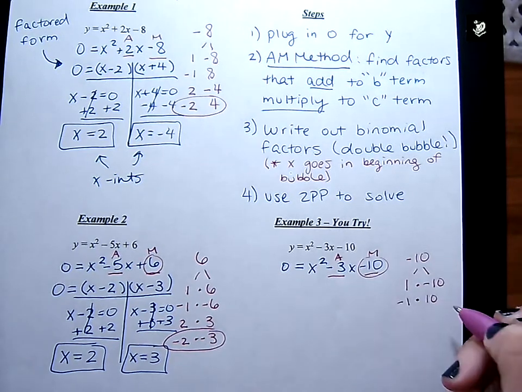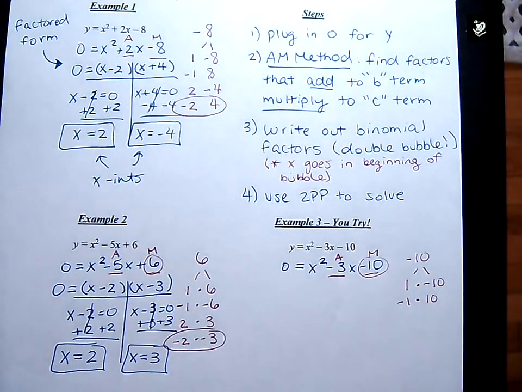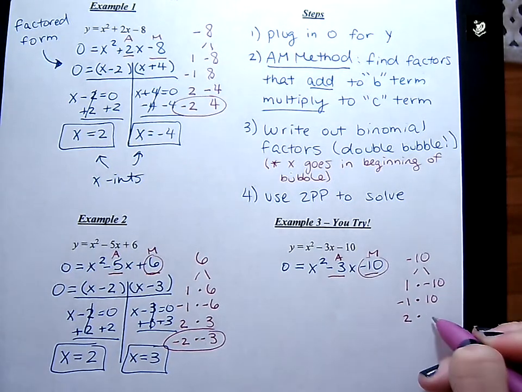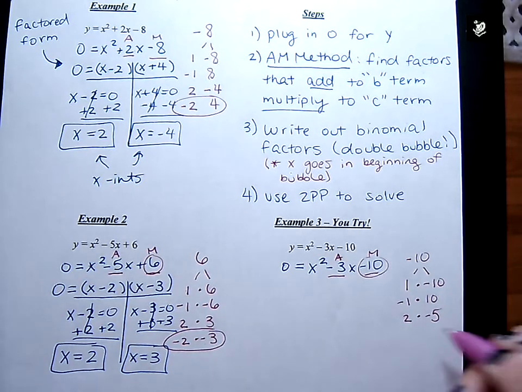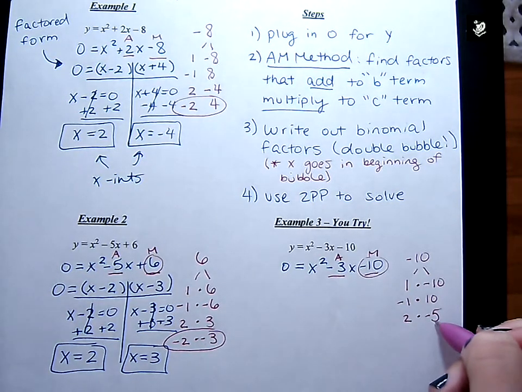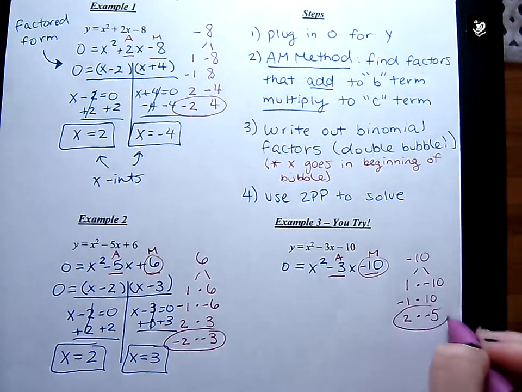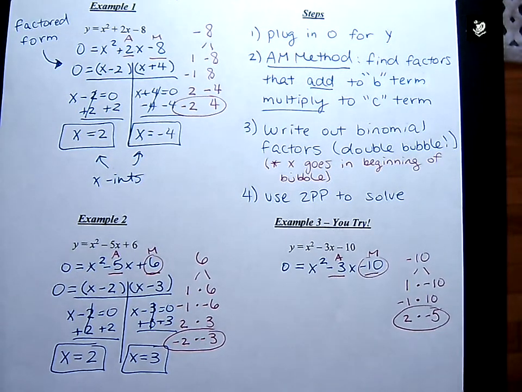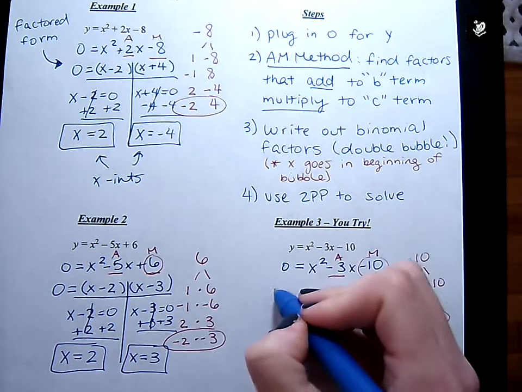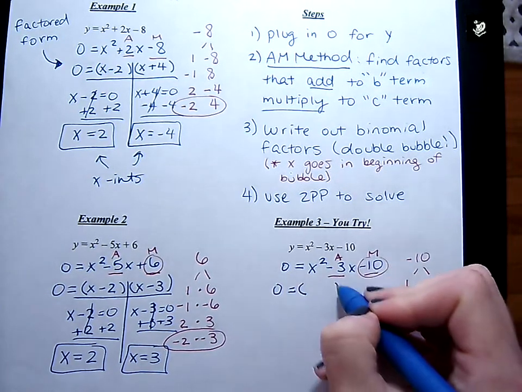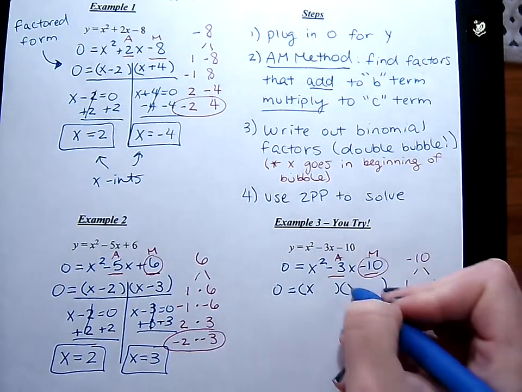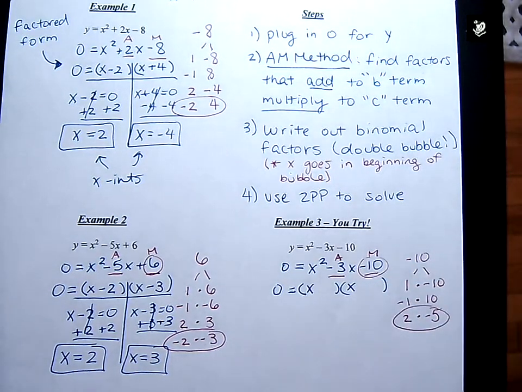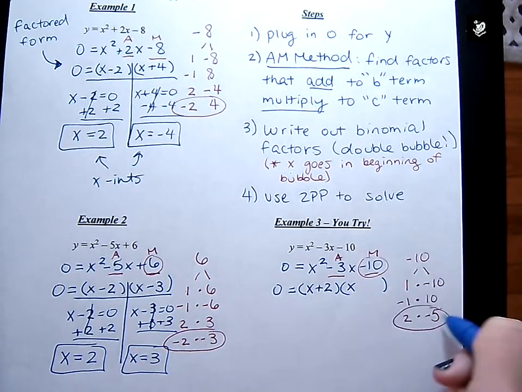-1 and a +10 still doesn't work. Then you moved on to 2 and -5, because they give you a -10. And 2 plus -5 gives you -3. So those are your two factors. So hopefully after that, you did your double bubble. And what's going to go in front of each bubble? X and X. Then you're going to take your two numbers, put them inside the bubble.